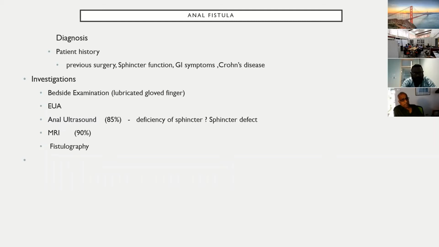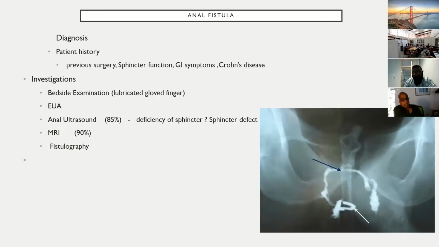as well as the abscess cavity. MRI scan is helpful in complex fistula, and as I said earlier, fistulography is greatly helpful, particularly in Solomon Islands and Papua New Guinea. This picture on the right hand side, thanks to Gary, shows a very complex anal fistula. This is done by the radiologist with a catheter in the external opening, injecting dye, and a plain X-ray.